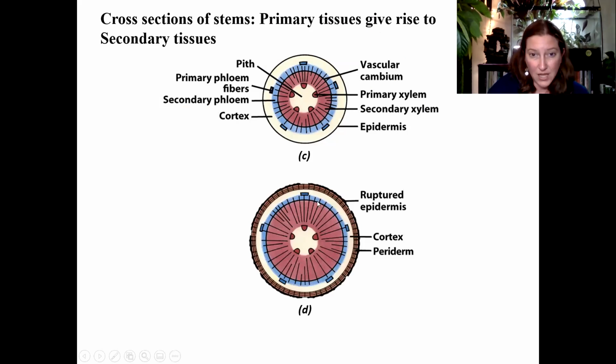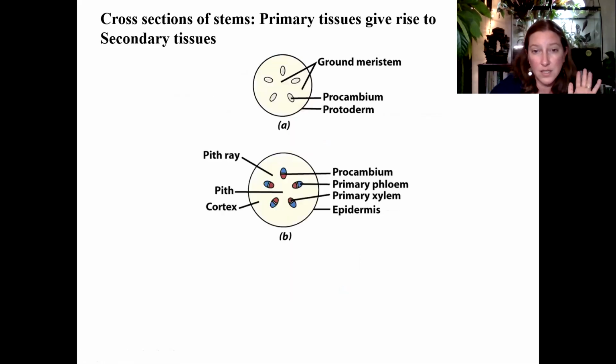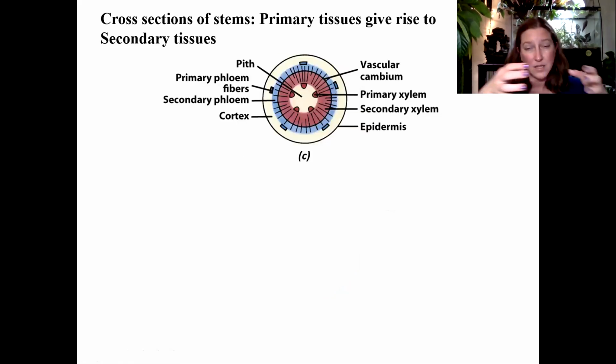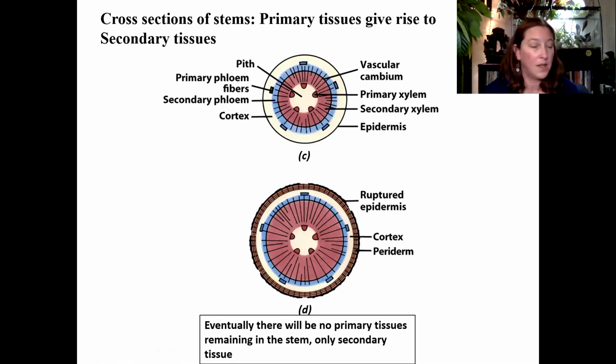And then eventually cork cambium shows up, which isn't shown on this slide. It just says periderm. Don't worry about that. The point is that these slides show you the transition. This is all primary growth here. But then eventually when the stem needs to get wider, we switch to secondary growth to allow it to get wider. Eventually there will be no primary tissues remaining in the stem, only secondary tissue. That's what I'm trying to get at here.